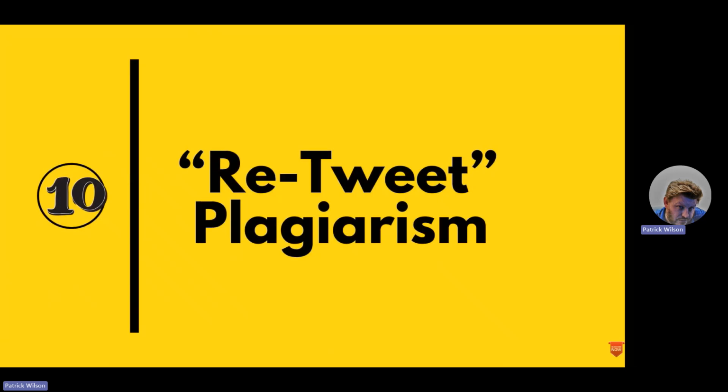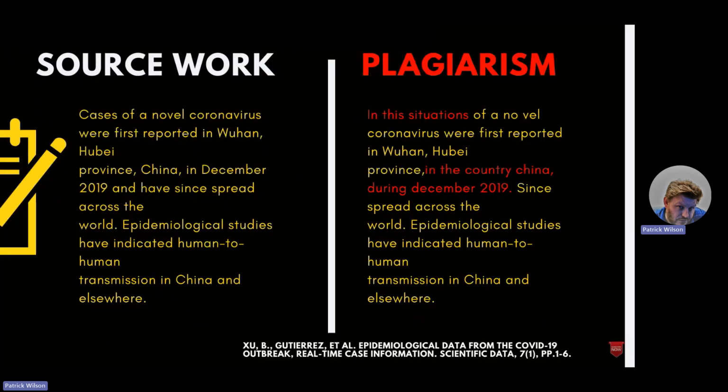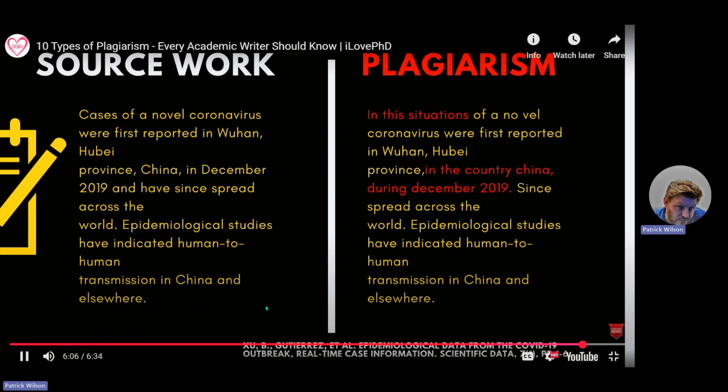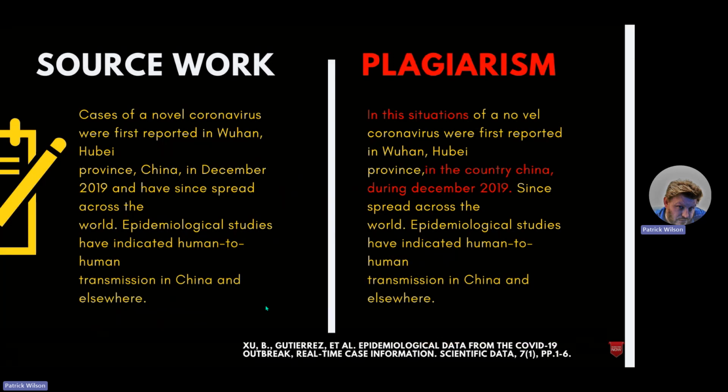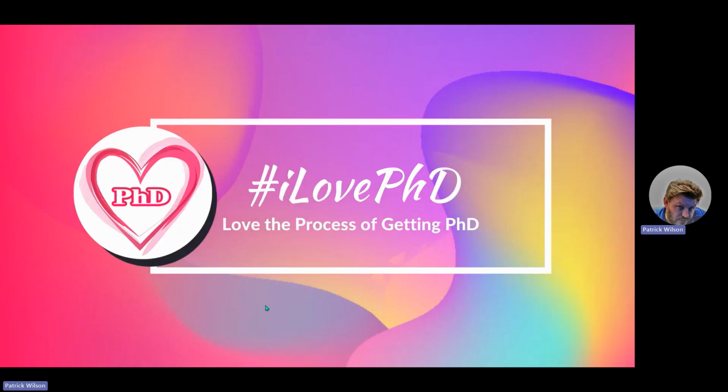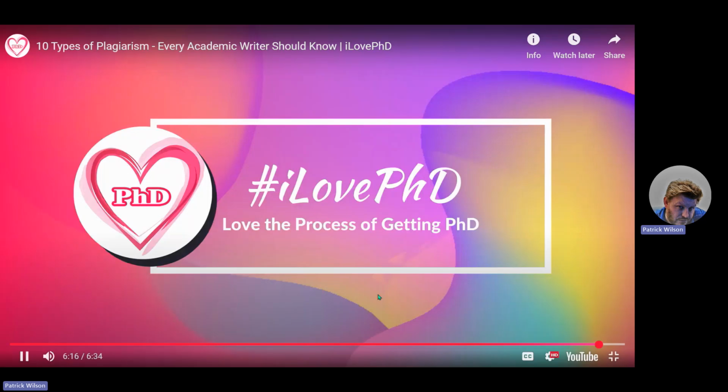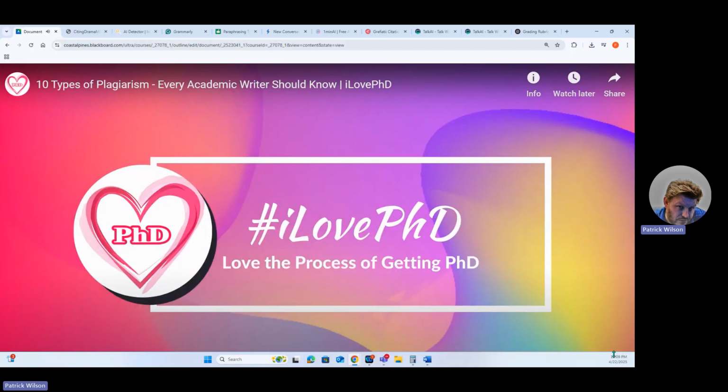Let's check the final type of plagiarism. The last and 10th type of plagiarism is called retweet plagiarism. In this, the written document seems perfect with properly cited marks, but still the document resembles somewhere the original text structure or wording, then it is called retweet plagiarism. That's all about the 10 types of plagiarism.